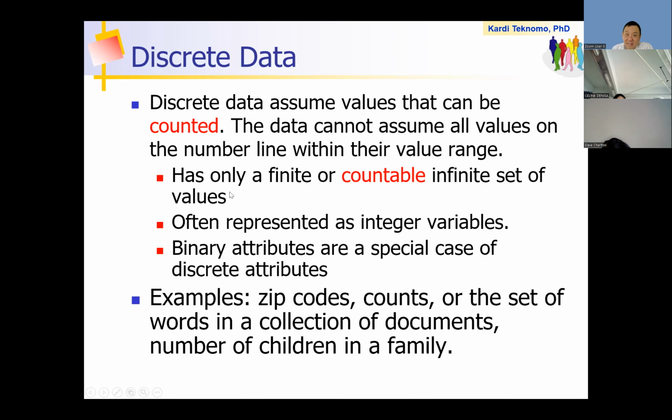The number of words in a collection of documents, which you said a while ago as the total, are discrete data. The number of children in a family is discrete data. They can only be finite or countably infinite. So we often represent discrete data as integer variables. Sometimes we also have binary attributes, which are also discrete in nature.